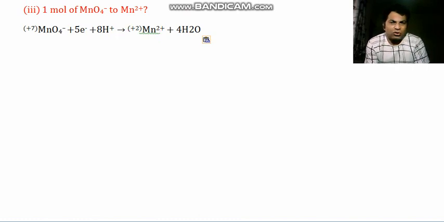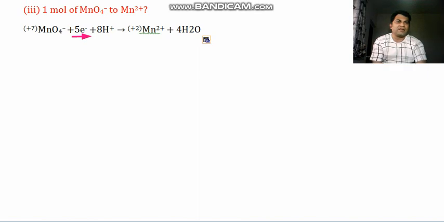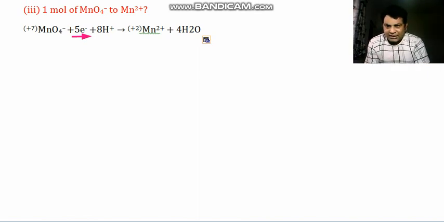How many electrons do we need? Here +7 and 2 decreased, so 5 electrons are there on the left side. Here how many oxygens are there? 4 oxygens. So the 4 oxygens can be balanced by adding 4 water. By adding 4 water, how many hydrogens have we added? 8 hydrogens, so we balanced 8 hydrogens. So this is our equation, and hope that you understand this equation.